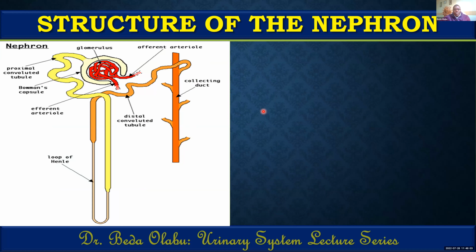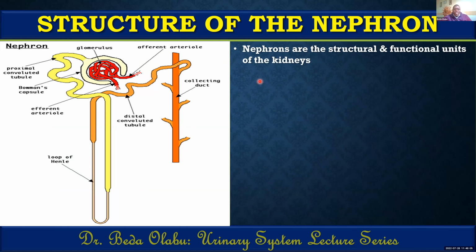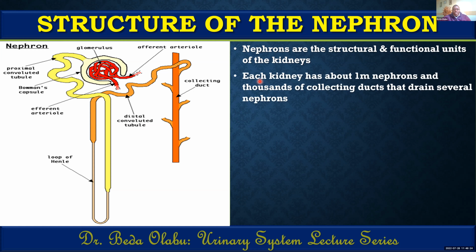So when you talk about the nephron, we describe the nephron as the structural and functional unit of the kidney. And that is why the region where the nephron is located is what we call the renal parenchyma, because the nephron is the functional unit of the kidney. Each kidney has many nephrons. We are given about 1 million nephrons, although their number may decrease as we grow older because you cannot regenerate them.